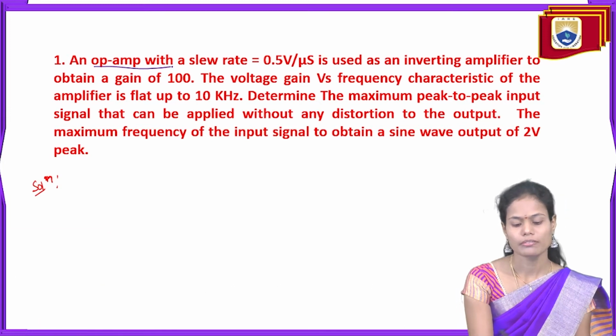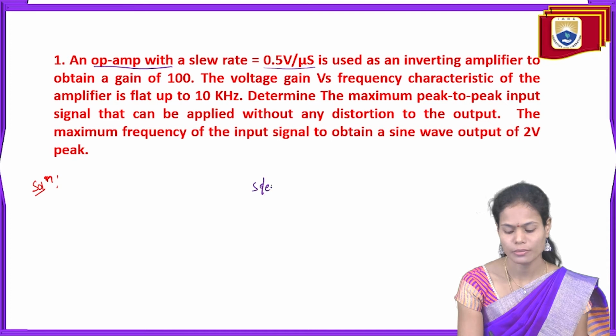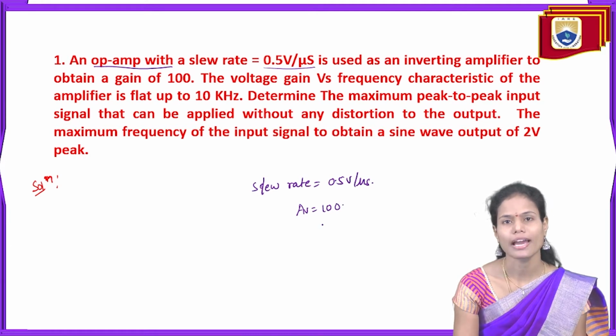Here for the op-amp, the given slew rate value is 0.5 volts per microsecond. Use an inverting amplifier to obtain a gain of 100, and the voltage gain versus frequency characteristics of the amplifier is flat up to a frequency of 10 kHz.